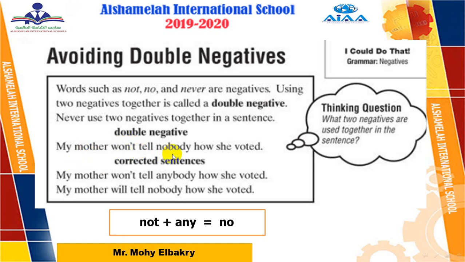If you want to correct it, you can leave won't as it is, but with not, as I said before, use any. So here it's very important to use not plus any equal no. Not plus any equal no. Okay, my mother won't tell anybody. Or we can say my mother will tell nobody. So here instead of not and any, we used no. So my mother will tell nobody how she voted.